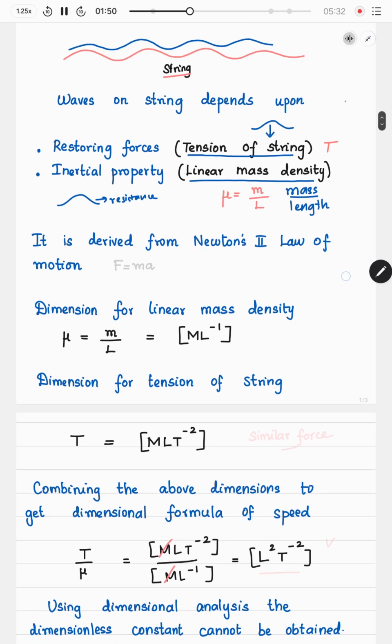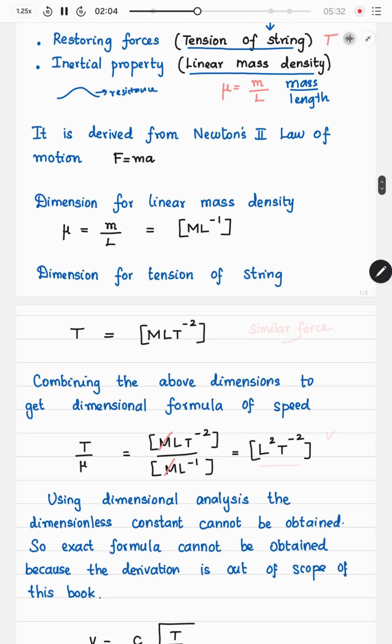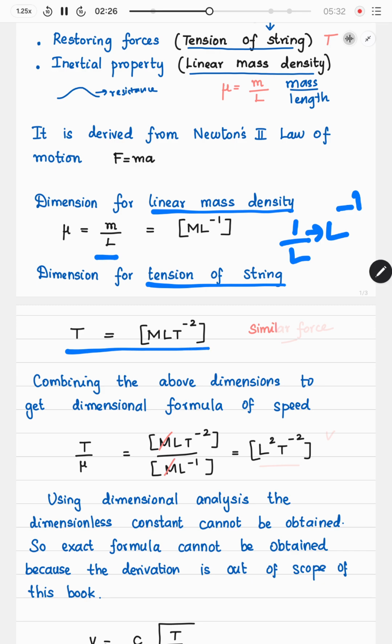And the speed of transverse waves on a stretched string can be derived from Newton's second law of motion, which is F equals ma. So we are going to consider the dimension for linear mass density, which is mass by length, so we can write M L power minus 1. And the dimension formula for tension of the string is T equals M L T power minus 2, which is similar to the dimensional formula of force.